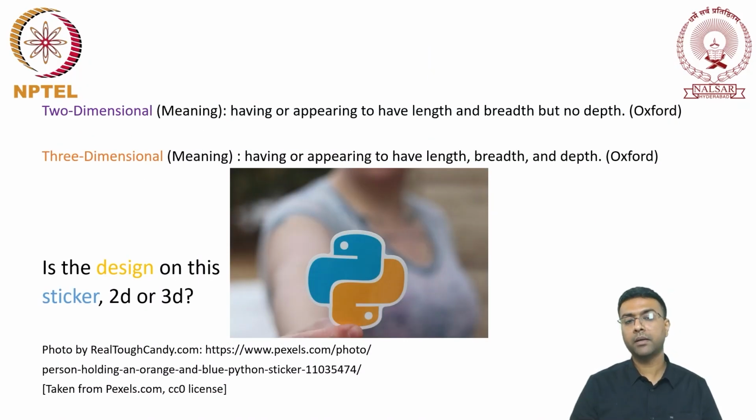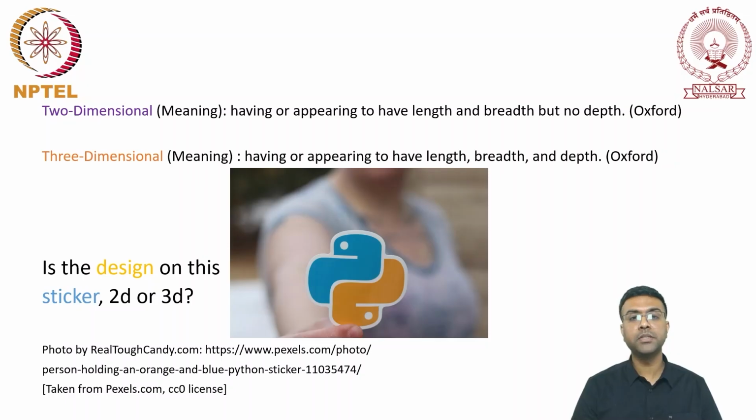What is meant by a 2-dimensional artistic work? 2-dimensional means having or appearing to have length and breadth, but no depth. 3-dimensional means having or appearing to have length, breadth, and depth. What we draw on a paper, say for example, if we draw a triangle on a paper, what we have done is effectively made a 2-dimensional representation.